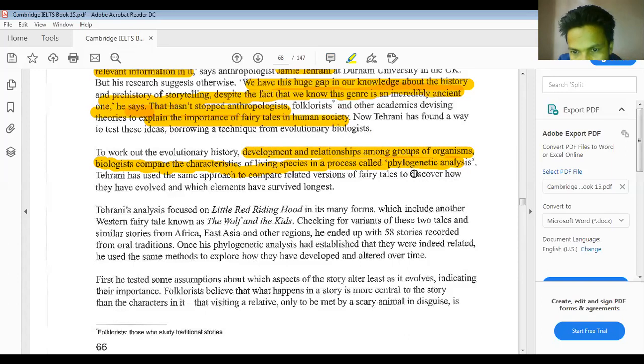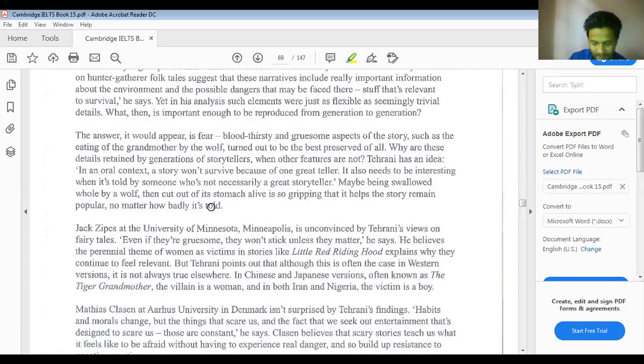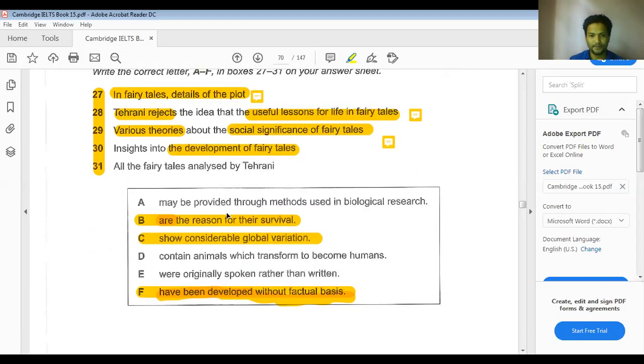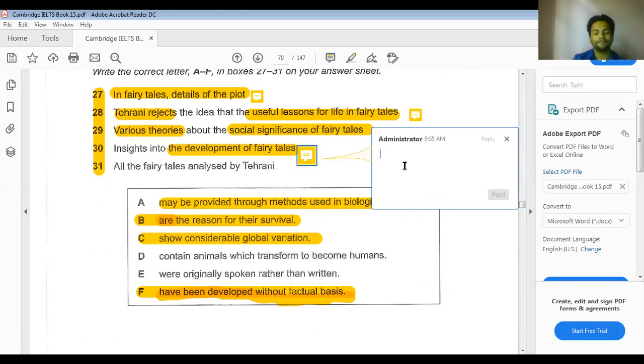What is this? Phylogenetic analysis. Okay, it's a development and relationship among a group of organisms. Biologists compare the characteristics of living species in a process called this one. Terani has used the same approach. Let's see, it means biology. It talks about biology. Insights into development of fairy tales may be provided through methods of biological research. Yes, because they talk about biology. This answer is also fine. Answer for question number 30 is A.